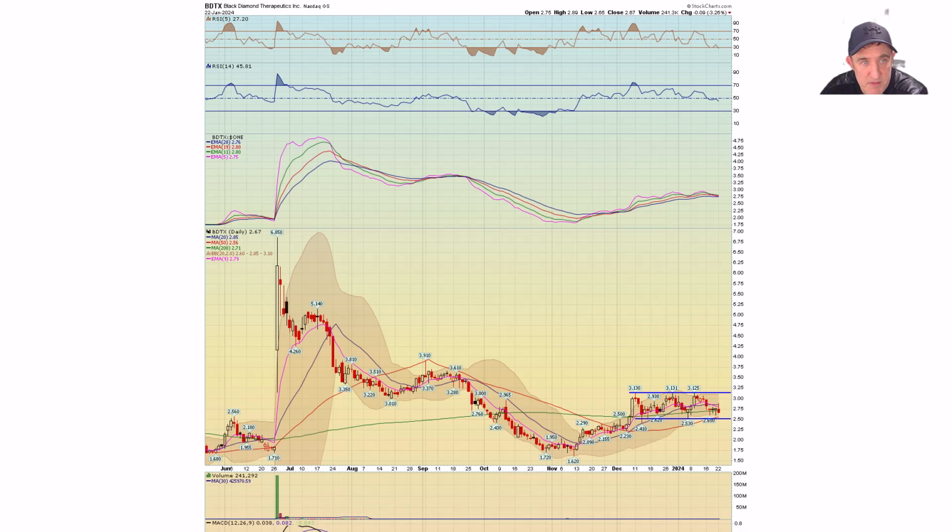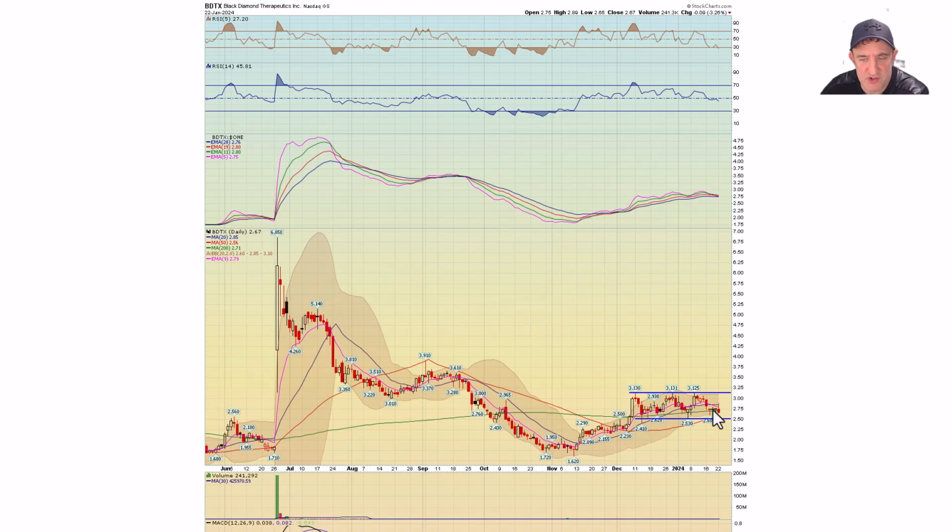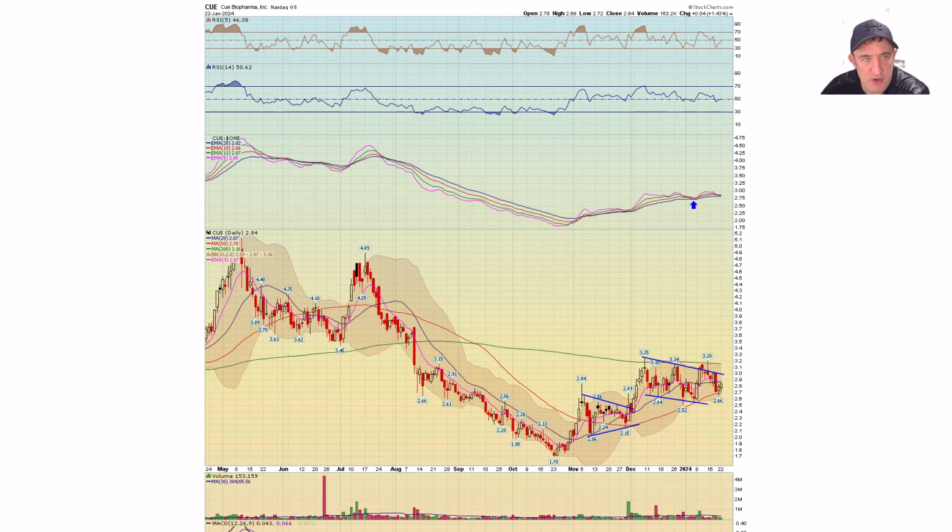Chart 63, BDTX, still on the watch list from a week ago, never triggered. I'm going to keep it here unless it breaks the support here. I have no interest in shorting this below 2.5. Chart 64, let's go ahead and move on from that one.